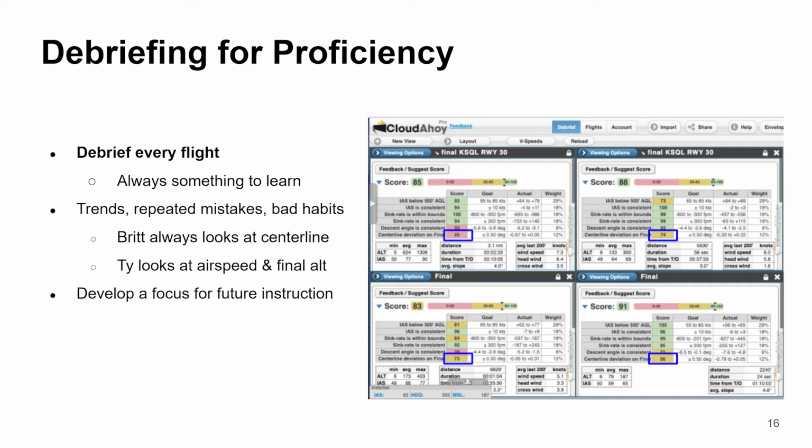One of my coworkers, Brittany Tuff, shared a flight recently. Brittany suspected that she was having problems establishing and maintaining the centerline on final. She put all 4 approaches from her flight side by side and was able to confirm her suspicion using CloudAhoy's automatic scoring. The centerline score is something Britt always looks at as she believes it's a great indicator of the approach quality, just as I tend to focus on my airspeed and my altitude. By debriefing for proficiency, pilots can develop a focus for future instruction. CloudAhoy helps you create a checklist of items to cover the next time you talk to your instructor.